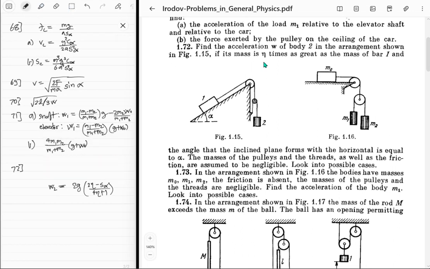So look into possible cases. I don't know what to do with that. You already said that friction is supposed to be negligible. This is it. This is our W2, the upward W2, that is. Sorry, the downward. I mean, for 2 it's downward, right? We assume it's gonna go down. So yeah.